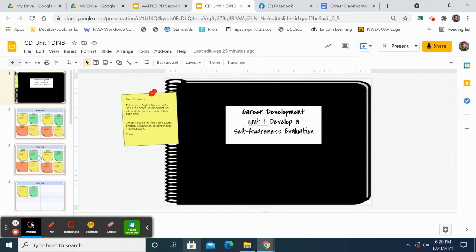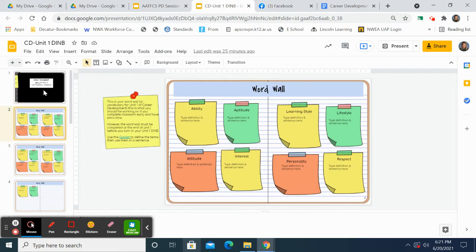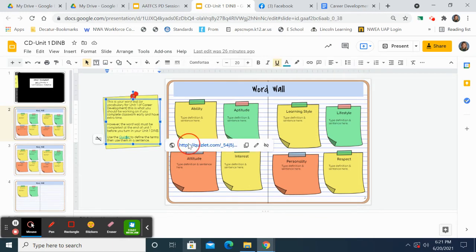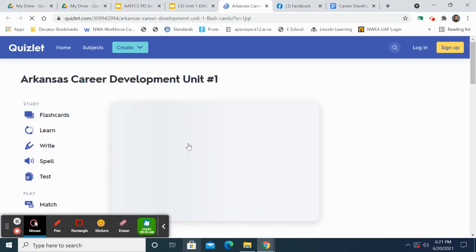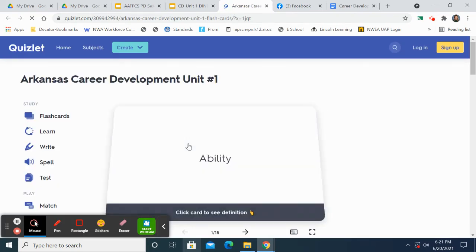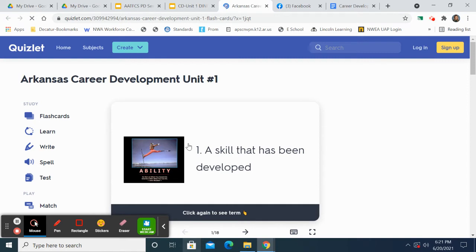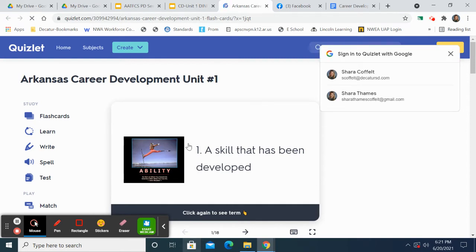My next slides are my word wall. I have the word here, and then I make them type a definition and a sentence for each one of their words. I do give them a link to a Quizlet, and I will say I am not the owner of the majority of these Quizlets, because I do try not to reinvent the wheel as much as possible. We're working smarter, not harder.